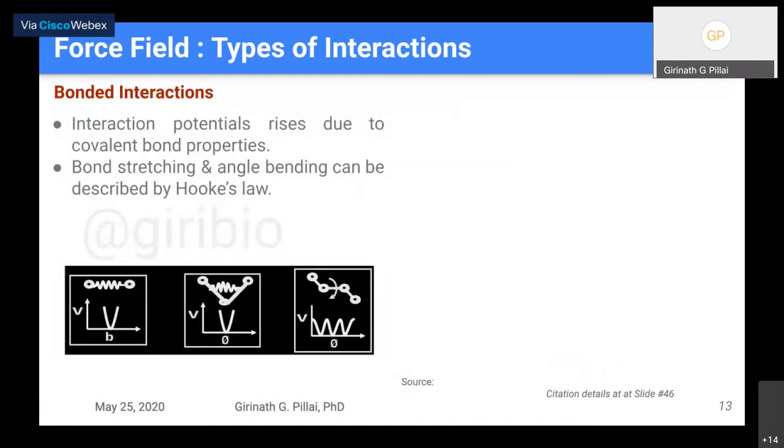So what are these? The bonded interactions are interaction potentials that arise due to the covalent bond properties. Bond stretching and angle bending can be described by Hooke's law.